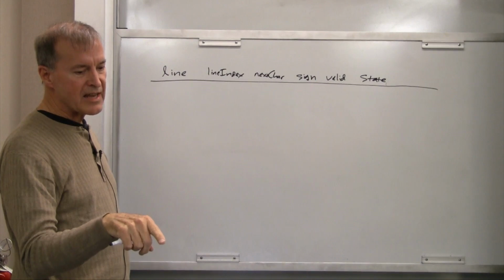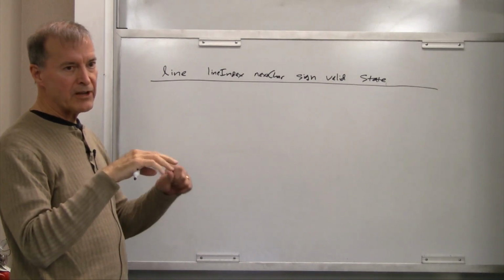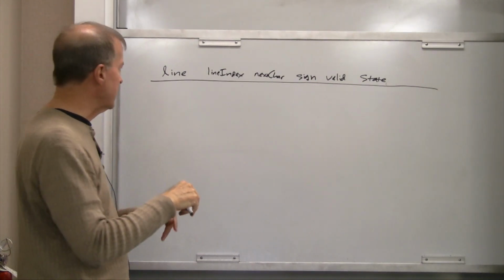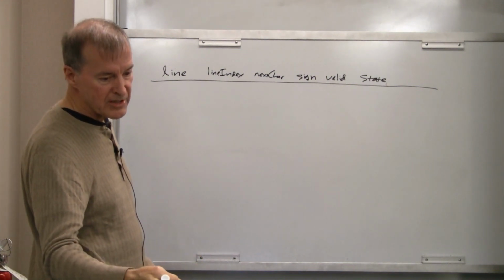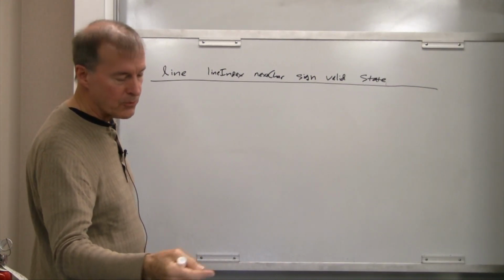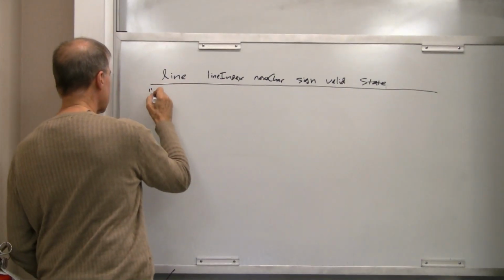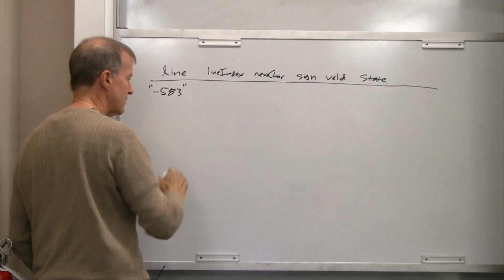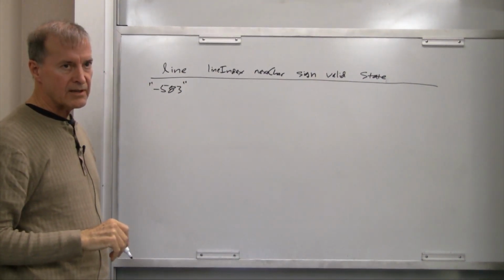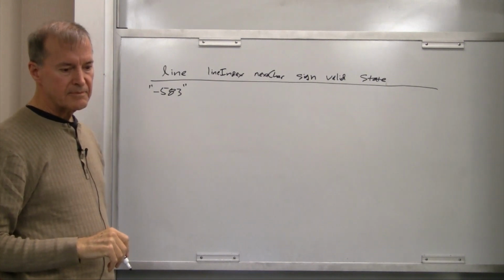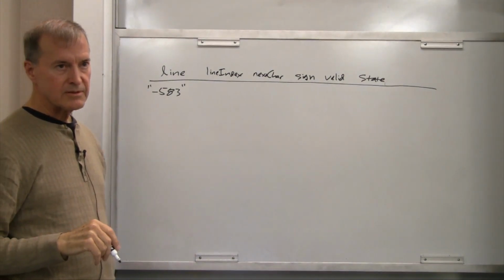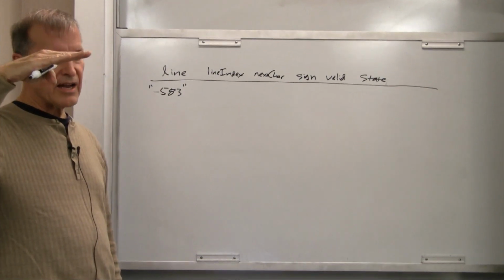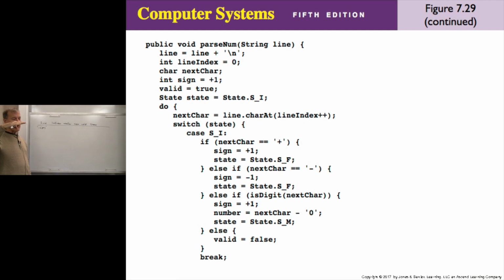All right, now watch this. Let's trace this, and let's say that we entered negative 583. So let's say that when parsing rules got passed, the line was quote, hyphen 583, quote. Is everybody clear on that? So let's say that's what happens. Now let's take it one line at a time. We call it with line being hyphen 583.